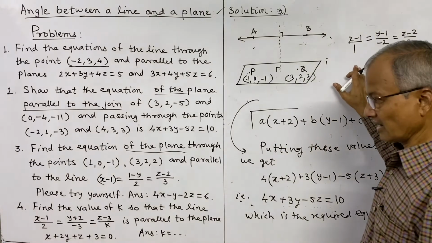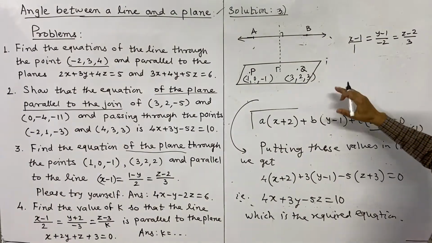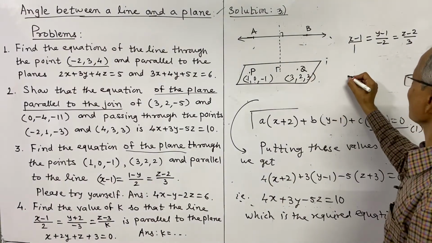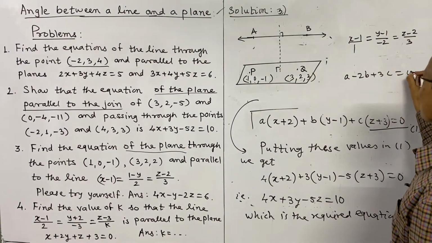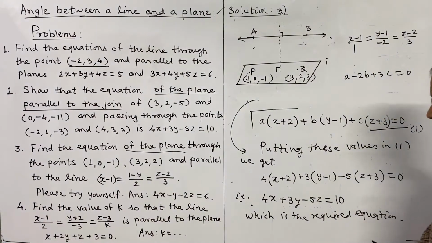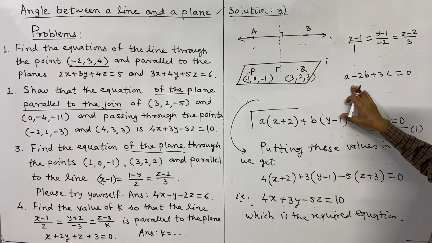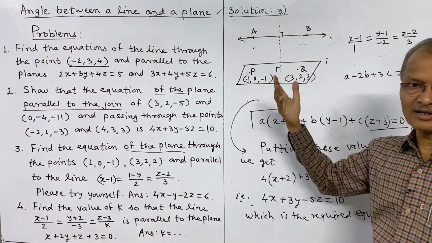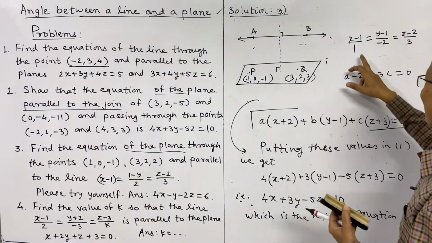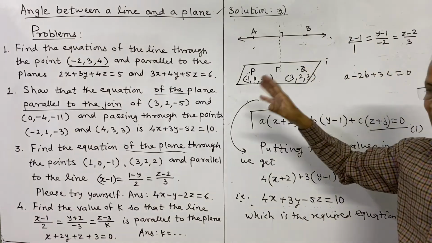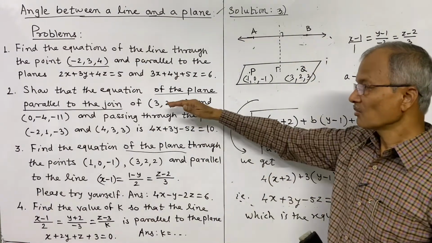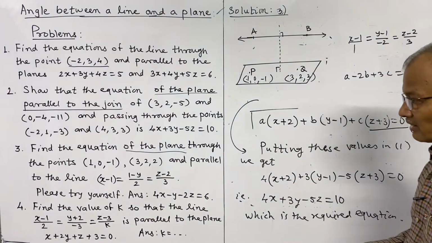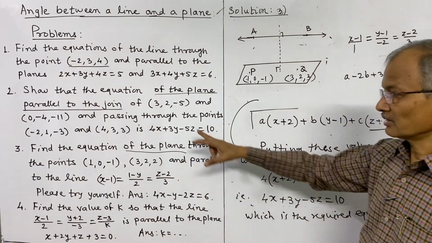We can use the DRs of the line as l, m, n, and then use the condition that this line is perpendicular to the normal, so that gives a minus 2b plus 3c is equal to 0, if a, b, c are the DRs of the normal to the plane. So that gives the direct result. In the earlier problem 2 points were given, and we obtained the DRs by subtracting their coordinates, and here we can obtain the DRs from the equation of the line itself. That is the only difference between the second problem and the third problem. So you should note it, and then solve further as we have solved the second problem.